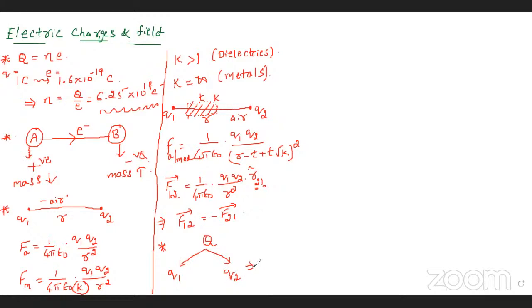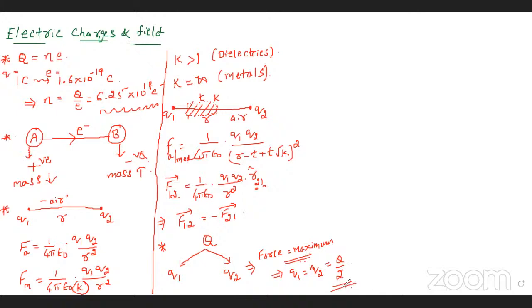Now, what I'm going to say: if the force is going to act maximum, please remember, in order to get the force maximum between these two point charges Q1 and Q2, these two charges Q1 and Q2 must be equal to half of the charge. If the charge is divided equally, then the force is going to be maximum. So Q1 is equal to Q2, that should be equal to Q divided by 2.